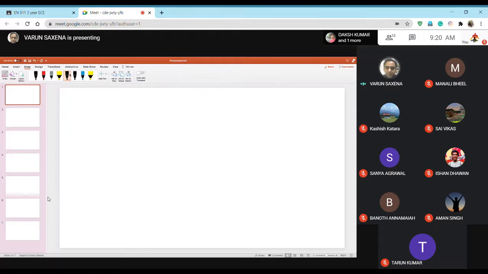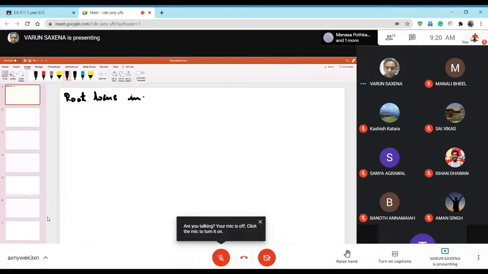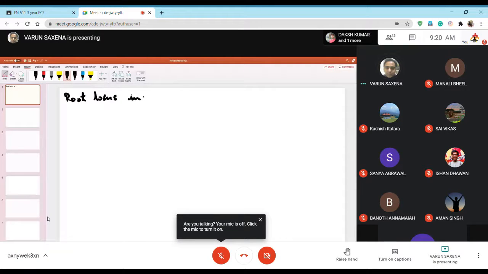In detail about breakaway points. Today we are going to be looking at root locus intersection with the imaginary axis.